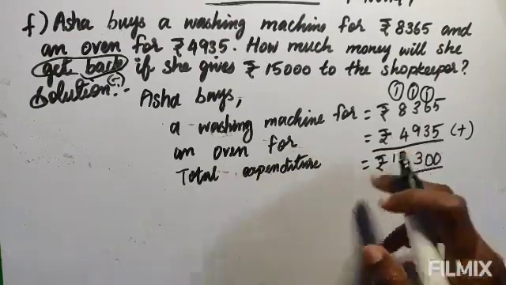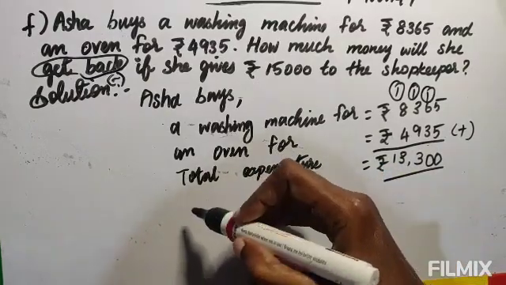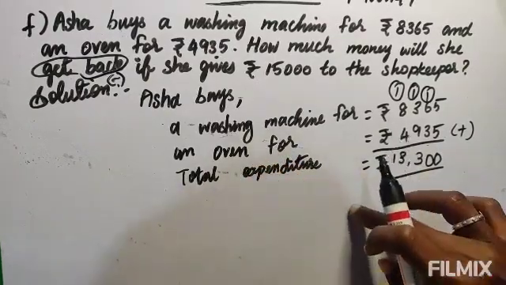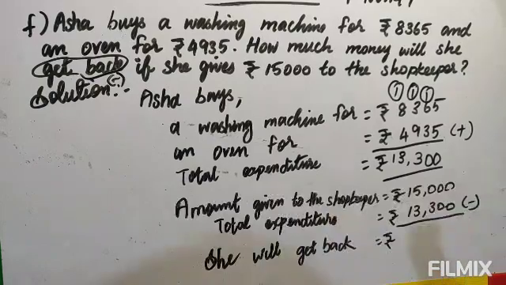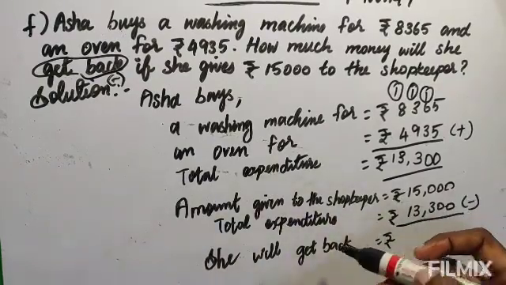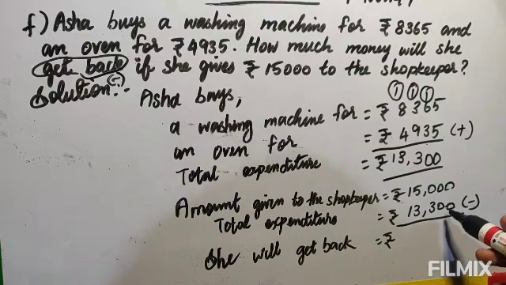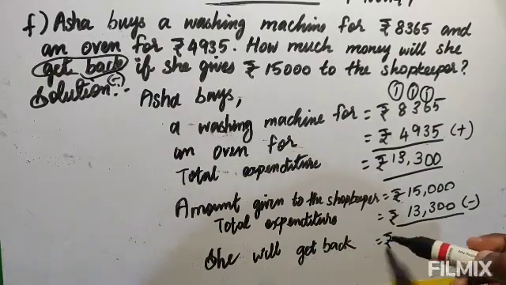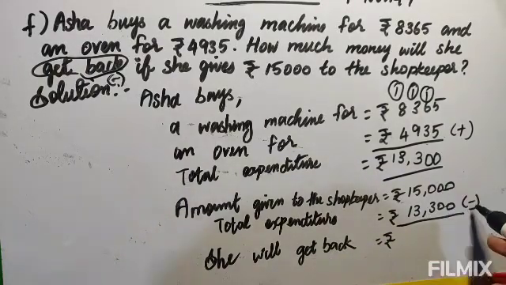So now how much she will get back, that we will find out. Amount given to the shopkeeper is 15,000. Total expenditure is 13,300. So she will get back that amount. To find the amount, you have to subtract.